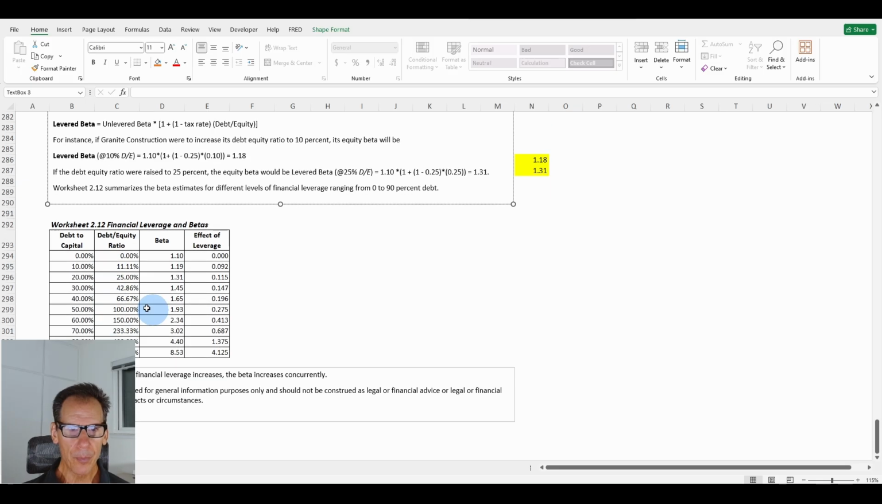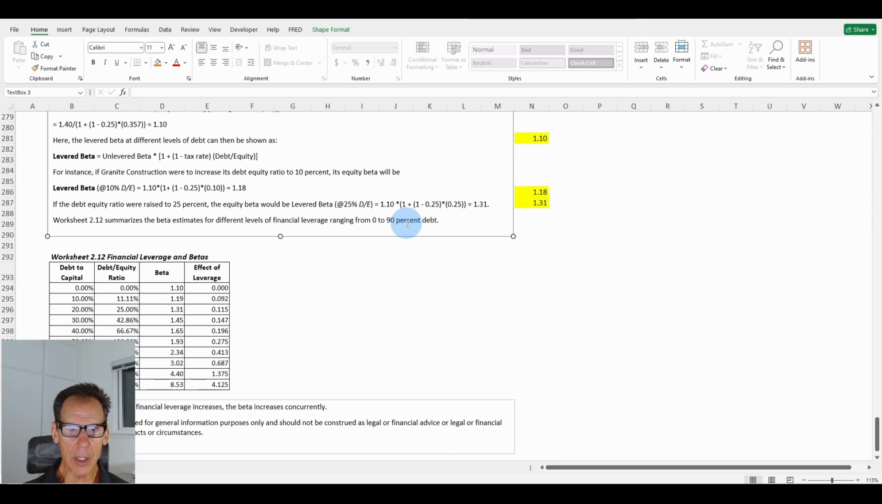So here we go. The bottom line here is there's an optimum we can generate to determine what that optimum debt level is, but you can see the cost. As your leverage increases, your beta is going to increase, your risk is going to skyrocket. As Granite Construction's financial leverage increases, the beta increases concurrently. Crunch the numbers, they're pretty straightforward. The logic is pretty straightforward.